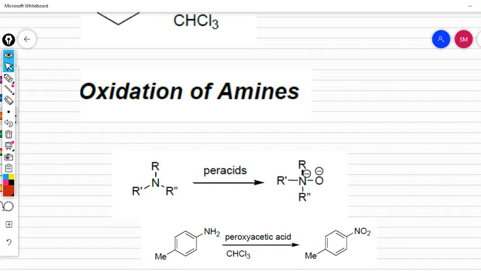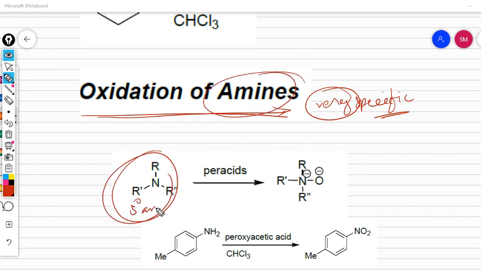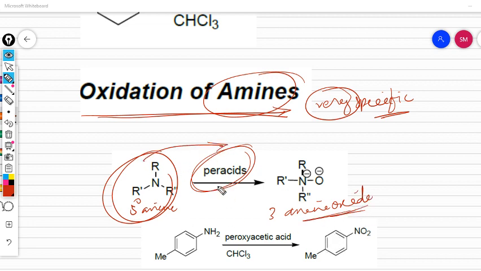Next application. So far we have seen the oxidation of olefins. Now we are going to see the oxidation of amines. Oxidation of amines is very specific; it depends on the amine type. If it is a tertiary amine, on treatment with a peracid it will convert into a tertiary amine oxide.